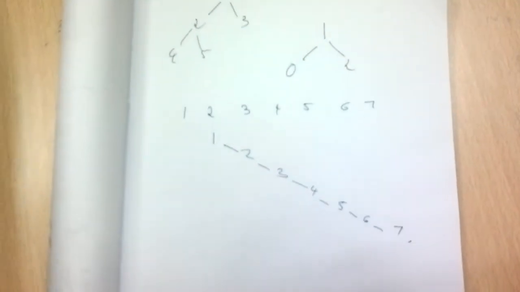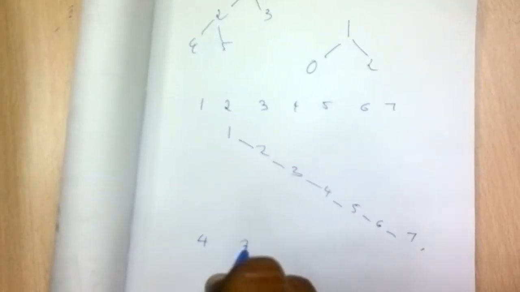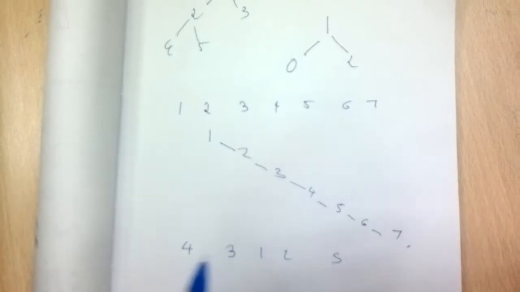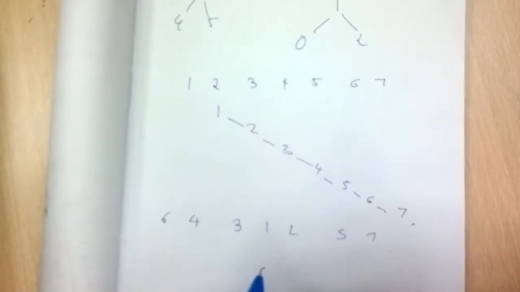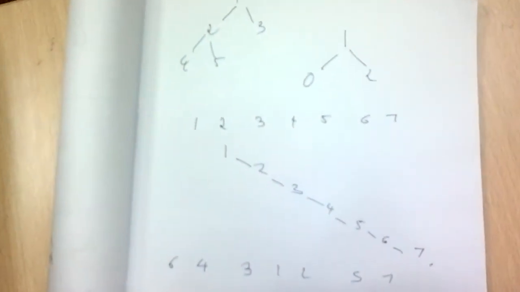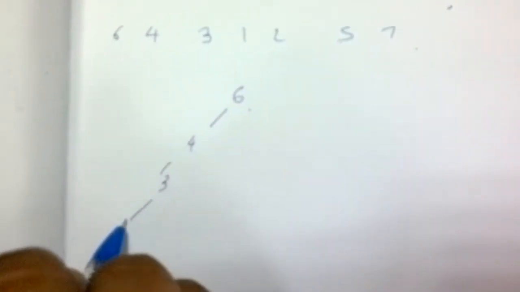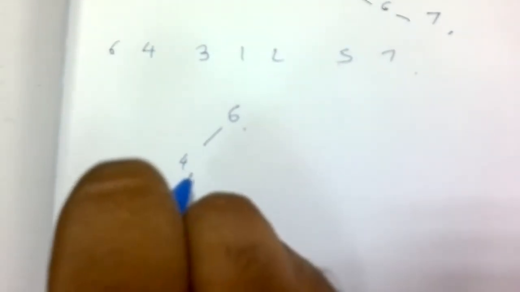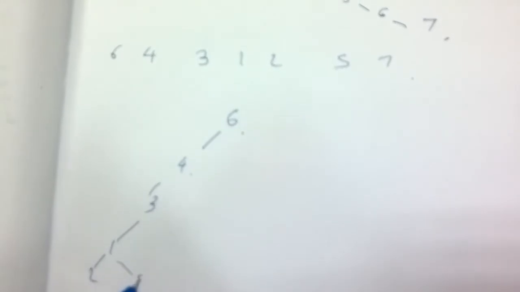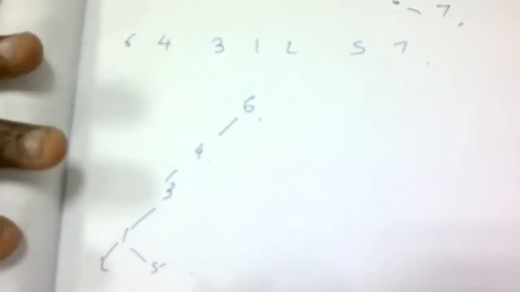However, if it was something like 4, 3, 1, 2, 5, 6, 7, then you get one number going to the left, then one going to the right. So here you get 1 to the left, and then 5 comes to the right. So you have much more spacing between the numbers. What you ideally have to achieve is something like this. This is what we want to achieve in a binary search tree when it's balanced.